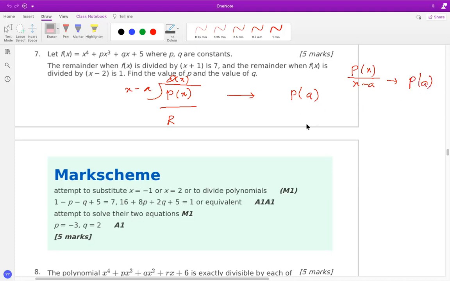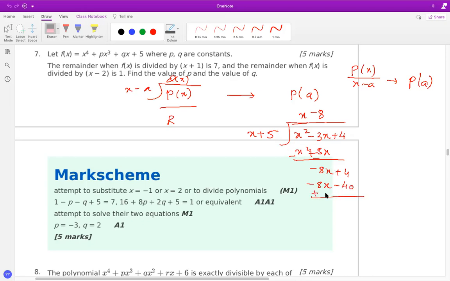Now, what does it mean? Suppose I'm dividing the polynomial x squared minus 3x plus 4 by x plus 5. When I long divide this, here it will be x squared plus 5x. If I subtract this, you'll get negative 8x plus 4. You get negative 8 here, so negative 8x minus 40. And then you get positive 44 as the remainder.